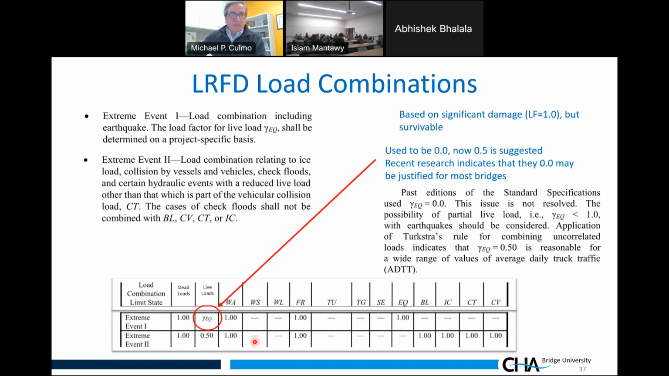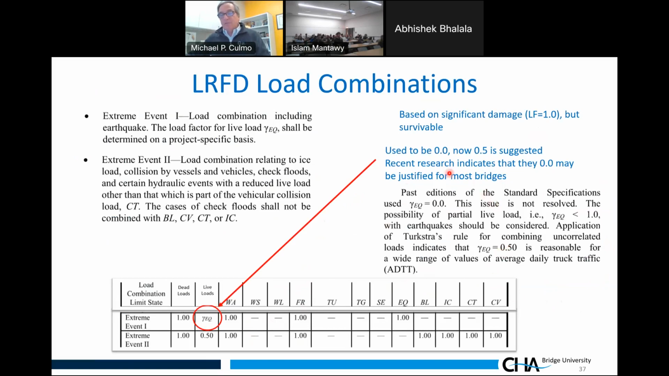You'll notice the live load is a gamma EQ, and there's commentary. This is the commentary from the code, and it doesn't tell you much, but it does tell you that you can consider a reduced live load, and the theory being the probability of a bridge fully loaded with trucks at the moment an earthquake strikes is very low. Therefore, they recommend in the commentary you can use 0.5. You can reduce your live load to 0.5.